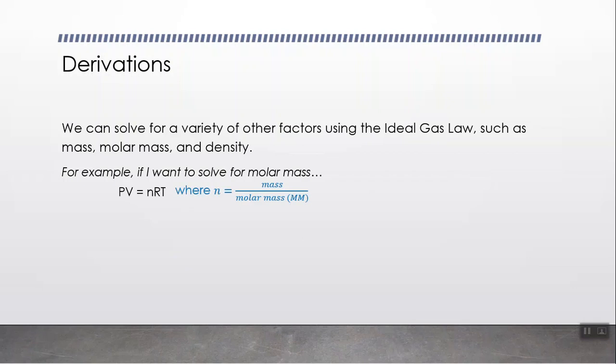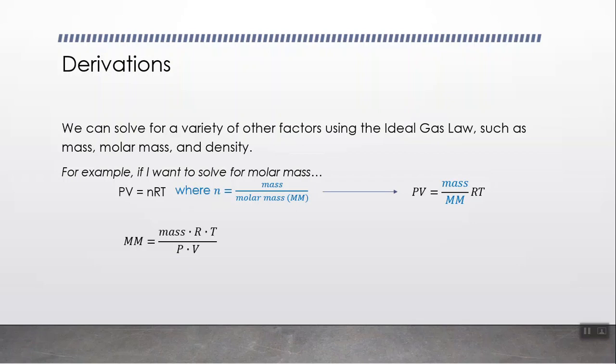So if we replace N with these two things here, then we get a new formula, PV equals mass times R times T divided by molar mass. That's essentially what it is, okay? Because some of the problems might give you the mass of a gas, like our previous problem, and there we easily converted it and solved for it. But again, you can also use this formula here as well.